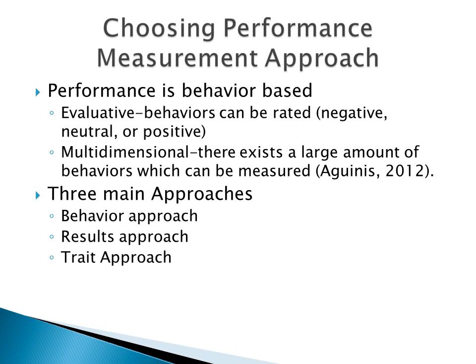So the first category we're going to be talking about is choosing a performance measurement approach. In doing this, we must first consider that performance is behavior-based. So it's focused on the behaviors, not necessarily the results. It's also evaluative, in that behaviors can be rated either negative, neutral, or positive. And it's multidimensional in that there are a multitude of behaviors which can be measured. So there are 3 main approaches: the behavior approach, the results approach, and the trait approach to measuring performance.